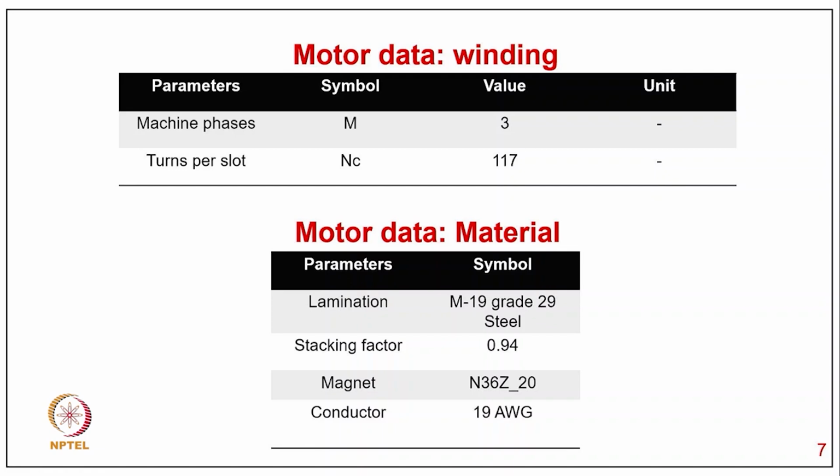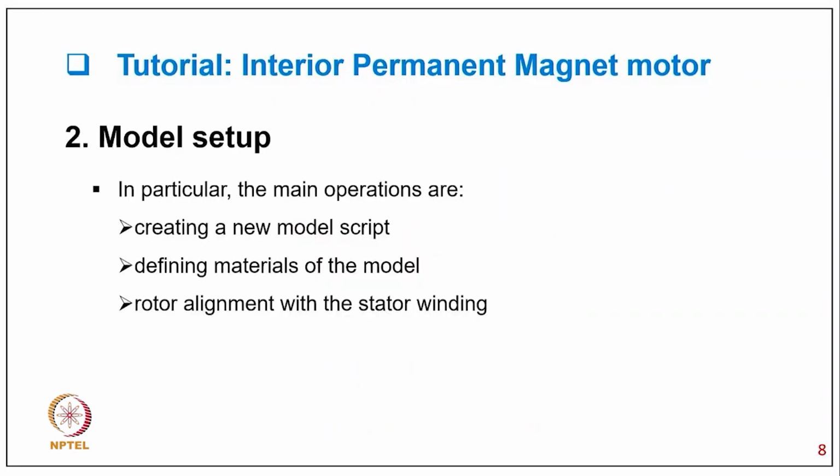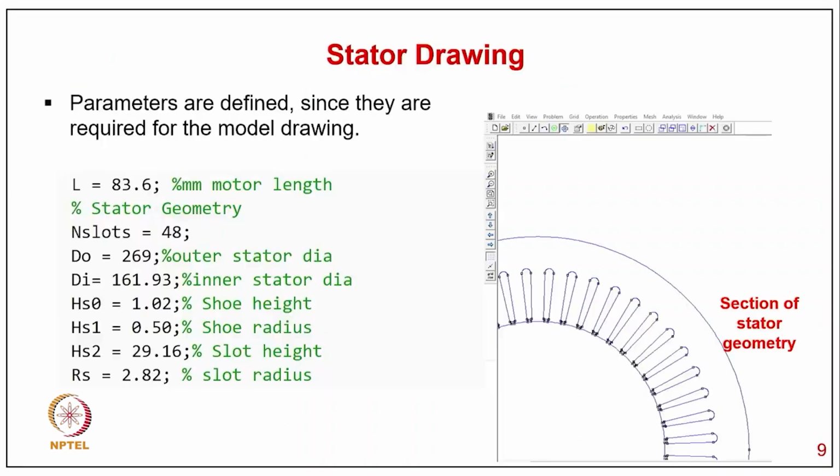Now the motor data is the material. The lamination is M19 grade 29 steel, stacking factor 0.94, magnet N36Z underscore 20, and conductor is 19 AWG. Now coming to the second, model setup. In particular, the main operations are creating a new model script, defining material of the model, and rotor alignment with the stator winding.